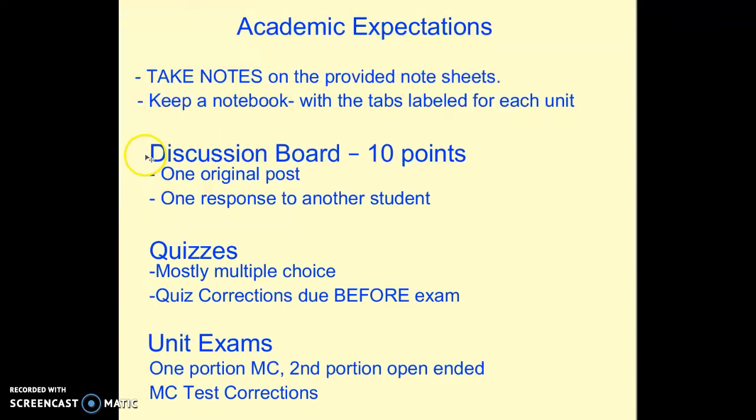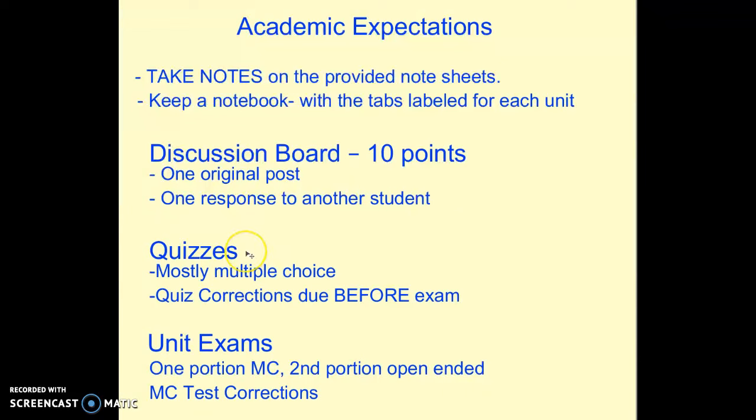You will be turning in a discussion board at the end of each unit. A few of the units have 2 discussion boards. I believe there's only 2 of them. They're worth 10 points each. What you'll need to do is have 1 original post. That means you'll be actually posing a question that you didn't understand from the unit. And the second thing you'll need to do is have 1 response to another student, so you will be able to answer a question.